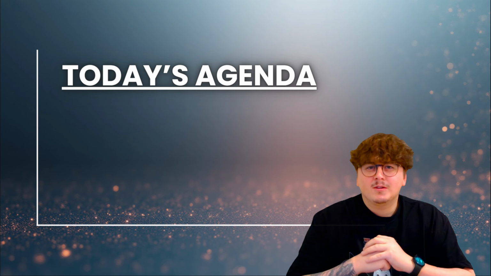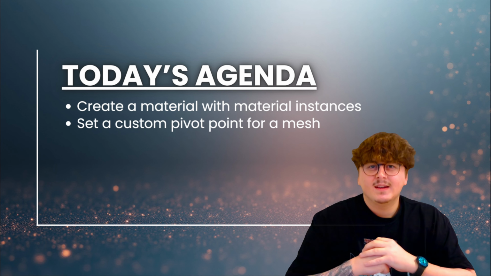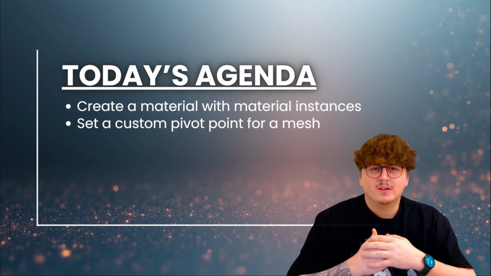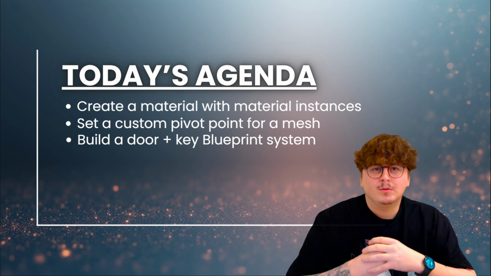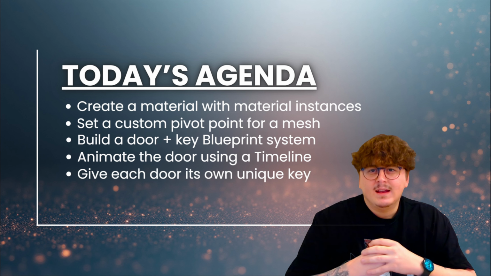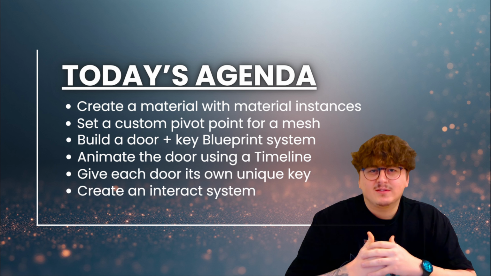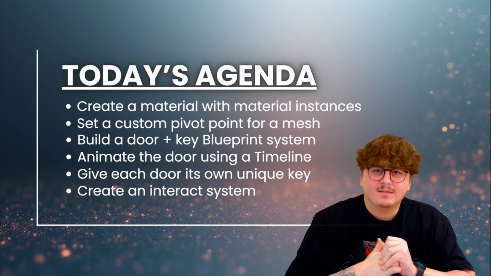Okay, so today we're going to cover a few different things. We'll start by creating a master material and a couple of material instances. Then we'll set a proper pivot point on the door so it rotates correctly. After that we'll build a door and a key blueprint system, and then we'll animate the door using a timeline. And then finally we'll give each door a unique key and create a simple interact system just to tie it all together. So let's get started.